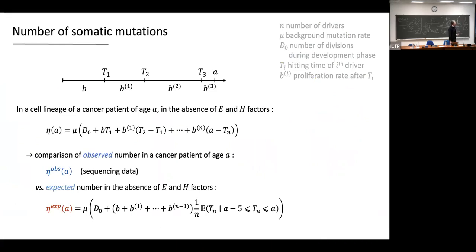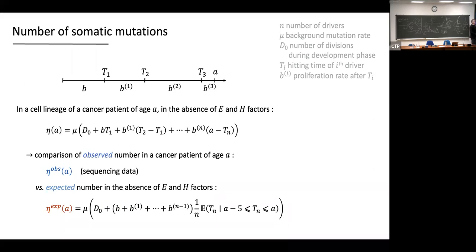Just to conclude this part, you can also use this approach to understand how many mutations an individual patient should have. And so at a given age A, imagine on this line, if a patient got hit by cancer by age A, that means that if, say, there were three required drivers together, there was a T1, T2, and T3, okay? And the division rate was B, the normal division rate until the first driver. And then because of that driver, it changes. And so now it's B1, and then another driver hits. And so there is, again, another fitness advantage, right?